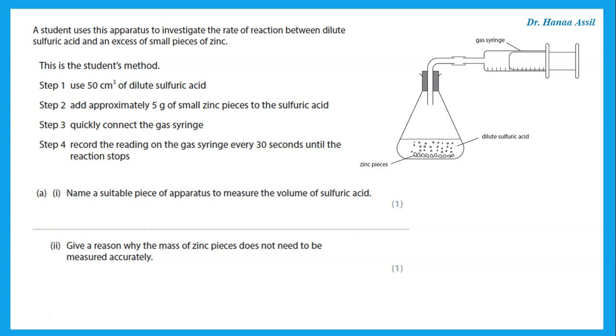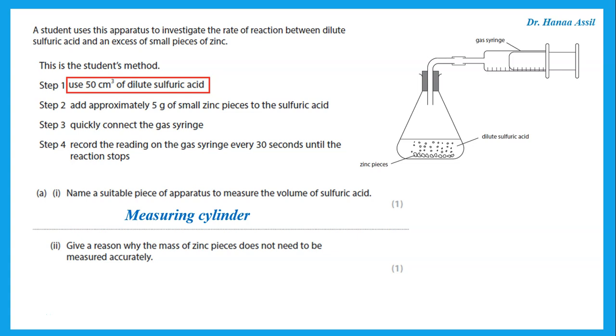The first question is, name a suitable piece of apparatus to measure the volume of sulfuric acid. What do we want to measure? We want to measure 50 centimeter cubed of dilute sulfuric acid. Remember, it did not say, for example, 50.0. So we don't need it to be very exact, and therefore a measuring cylinder would be enough. If we're trying to measure something like 25.0, then we should say either a burette or a pipette.